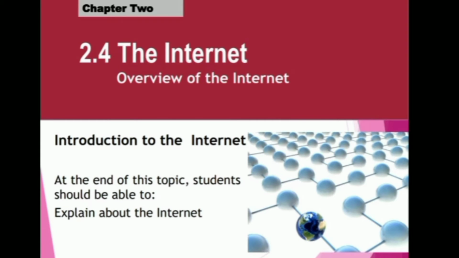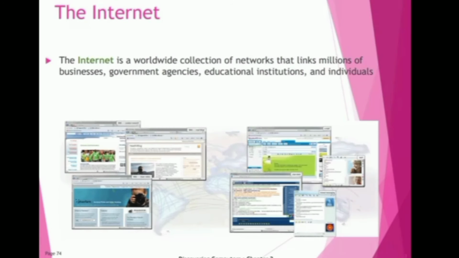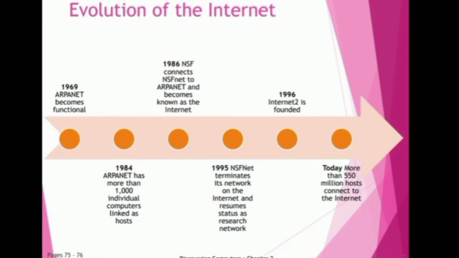I'm going to talk about subtopic 2.4, the internet. In this video, I'm going to cover the definition of internet, advantages and disadvantages of internet, and extranet. The internet is a worldwide collection of networks that link millions of businesses, government agencies, education institutions, and individuals. This is the evolution of the internet.